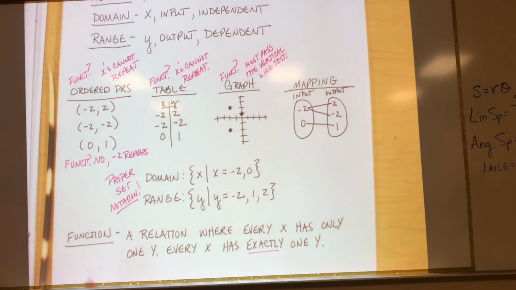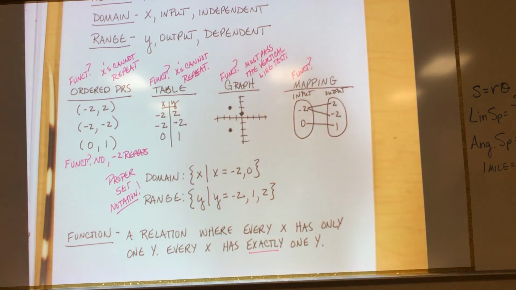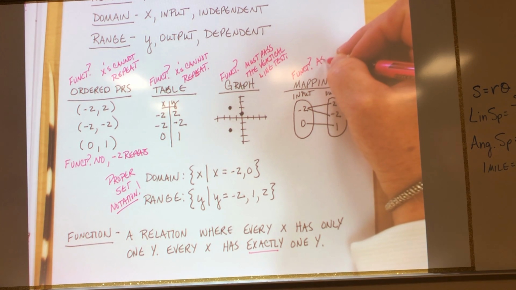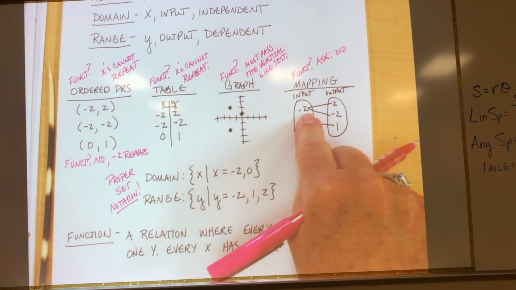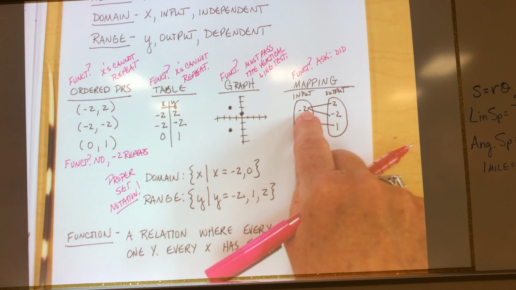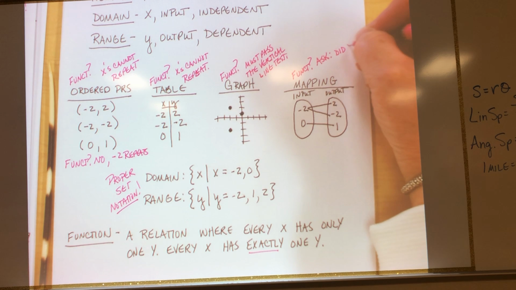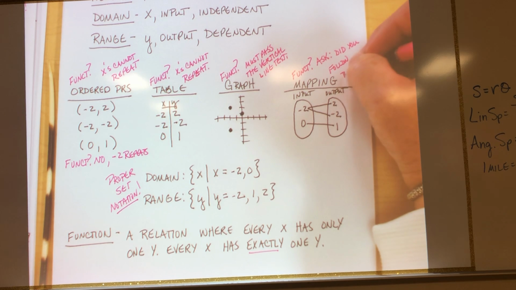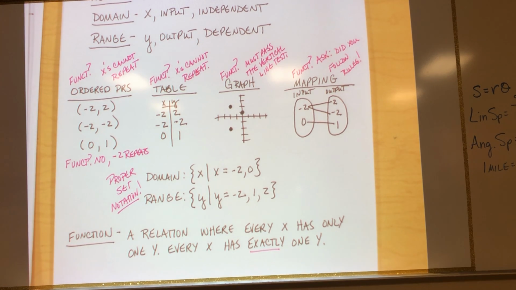Okay? All right. On a mapping, this will be the hardest one. There is no kind of secret test or anything like that you can do. All you have to do is ask yourself, did you follow the rules? Does every x only have one y? Does this x have one y? No, it's not a function, okay? So did you follow the rules? That's the easiest way to tell if a mapping is a function, okay?